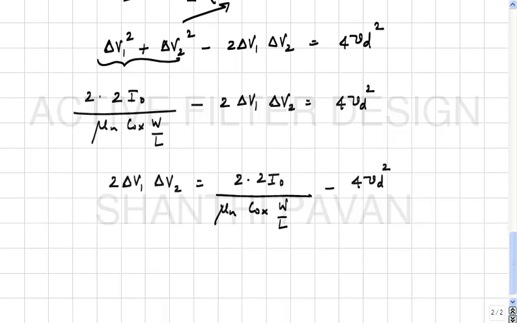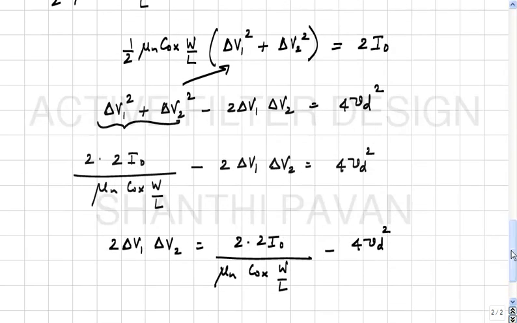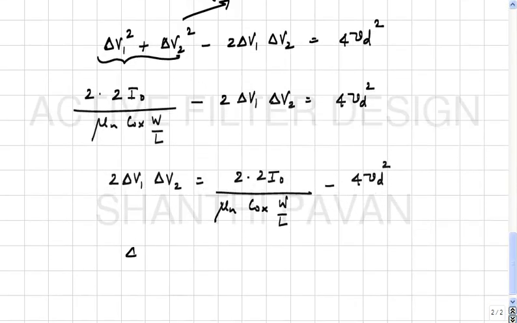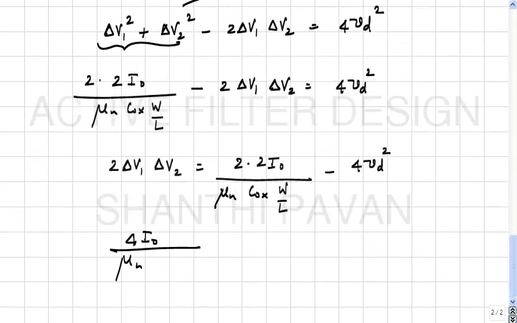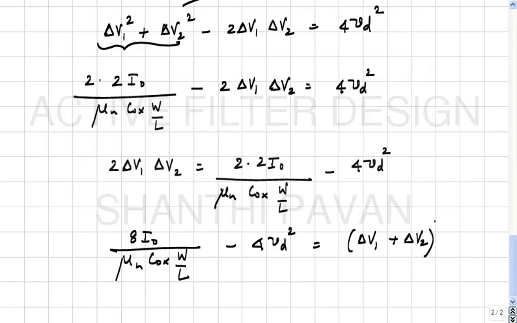Okay. All right. So, which means, what now? What is delta V1 plus delta V2? So, 2 I naught. So, 4 I naught divided by mu n C ox W by L is nothing but delta V1 square plus delta V2 square, plus 4 I naught minus 4 VD square is nothing but delta V1 plus delta V2 the whole square.